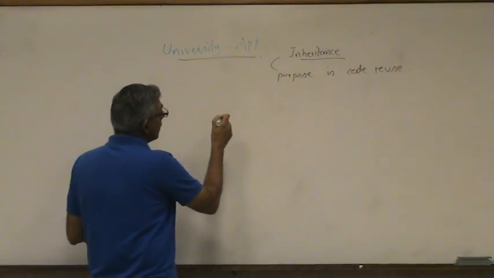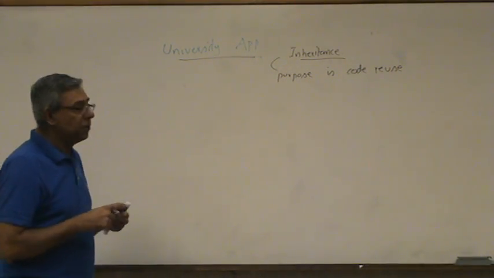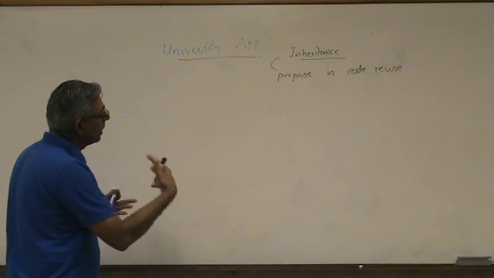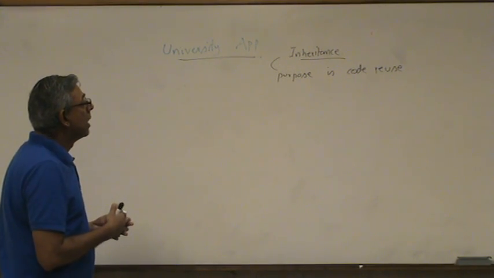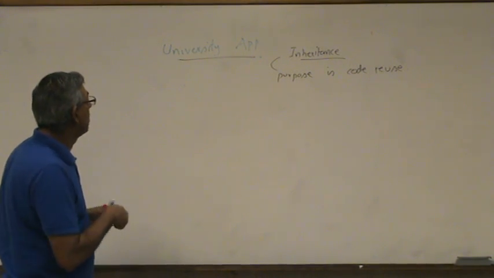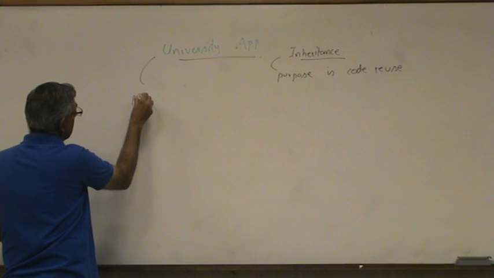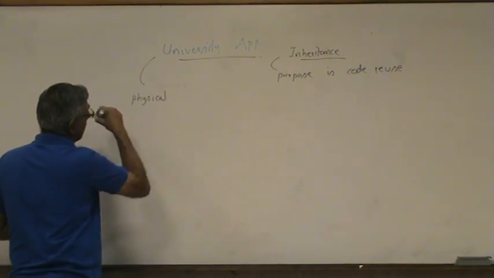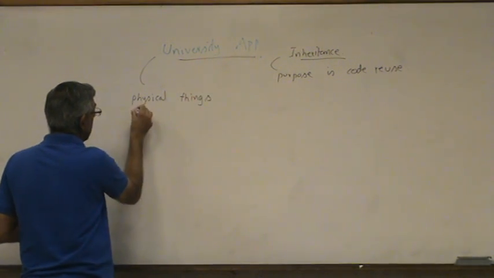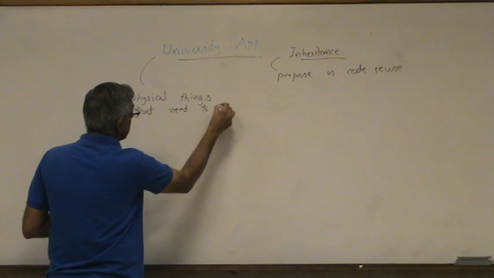Okay, so as we discussed in the last lecture, in the beginning nobody knows what class to create. So you are given some kind of a requirement. For example, if you have to create an application for a university, you start taking a look at what are the physical things that exist in this university. So physical things that need to be represented.